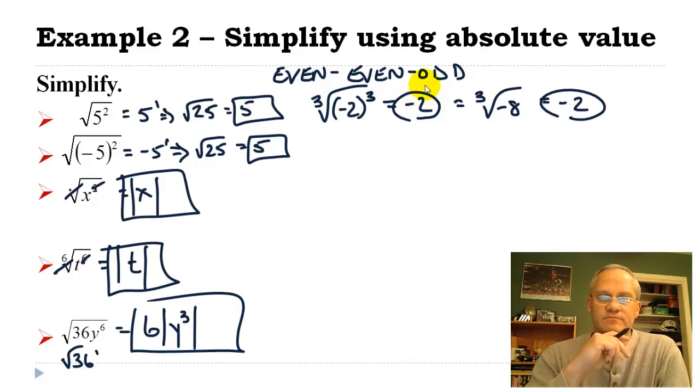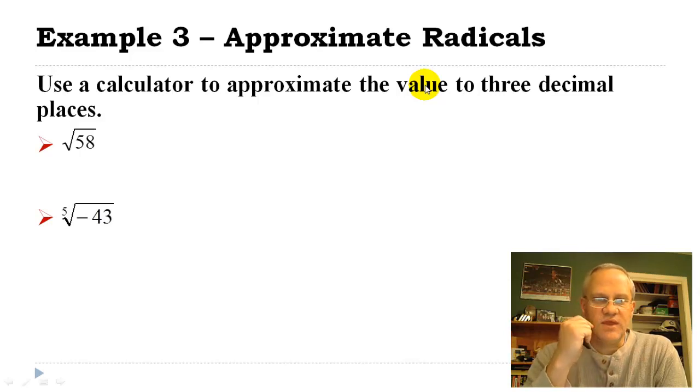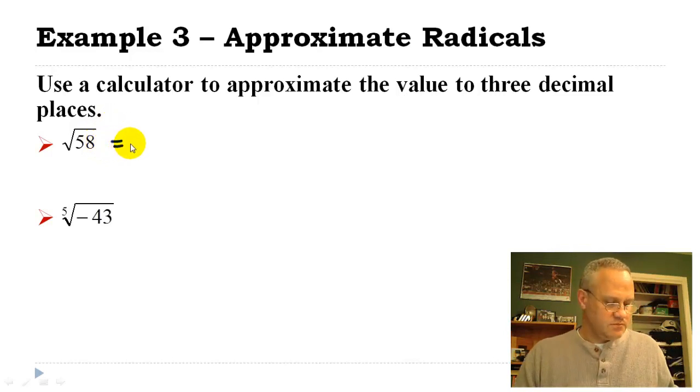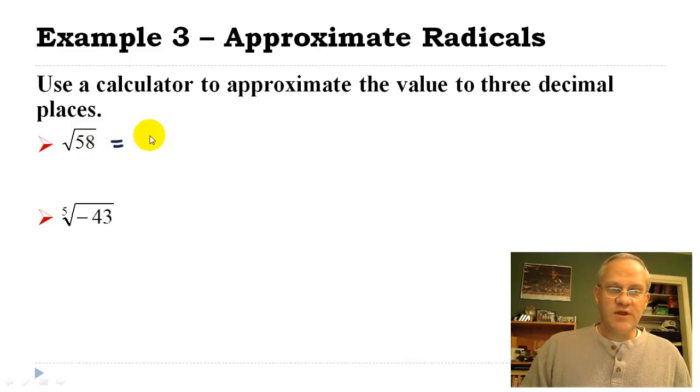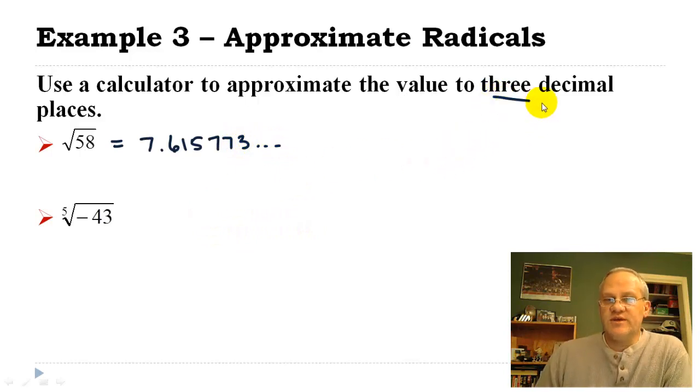All right, last thing is we talked about using a calculator to approximate the value to 3 decimal places. And so again, all we're going to do here is just punch these into our calculator. And so, first we've got one. This shouldn't be that hard. Square root of 58, just hit your square root button. 58, enter. And what I get here is 7.615773 and so forth.